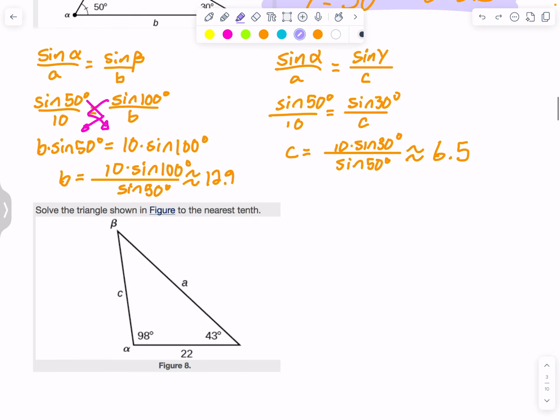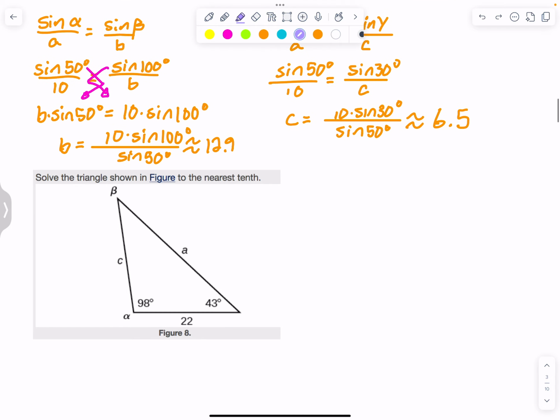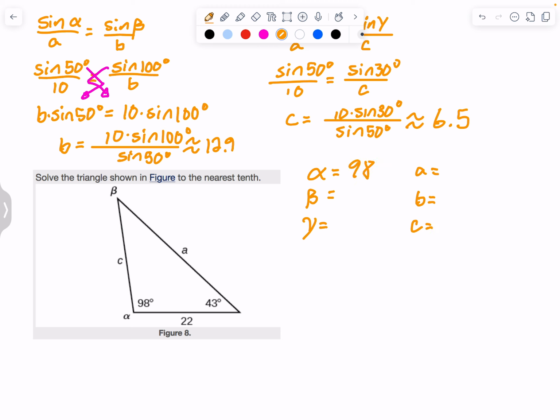All right, let's do one more where it works out pretty nicely, and then we'll get into the messy part of this section. Again, I like to write them: alpha, beta, gamma, A, B, C. Alpha is 98 degrees. Little a we don't have. We have gamma, 43 degrees. And then 22 is across from beta, so it's right here.